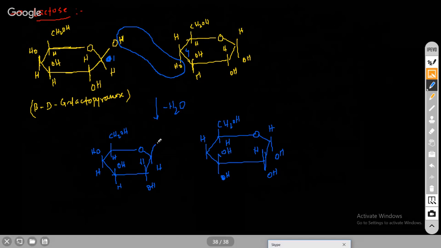And here it is attached with oxygen, things like this. So this linkage is what? It is glycosidic linkage. Again, you see this carbon is available here. So at this carbon, reaction may take place. So this is reducing sugar and shows mutarotation.